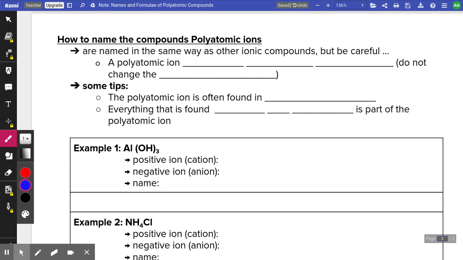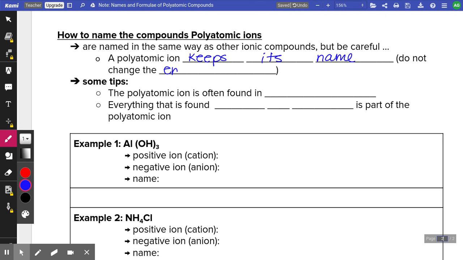So how do we name these compounds? They're named in the same way as other ionic compounds, but you have to be careful. A polyatomic ion always keeps its own name, so you don't change the ending. Unlike in typical ionic bonds where we change it to "-ide", we're not going to do that. We're going to keep it as is. The polyatomic ion is often found in parentheses.